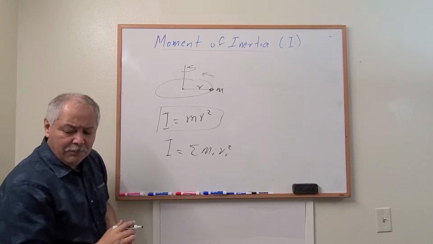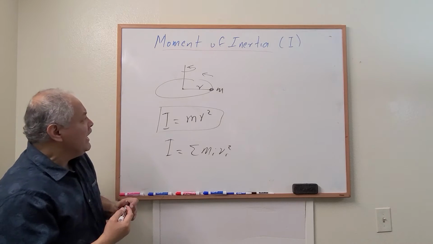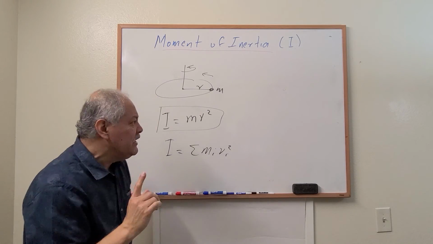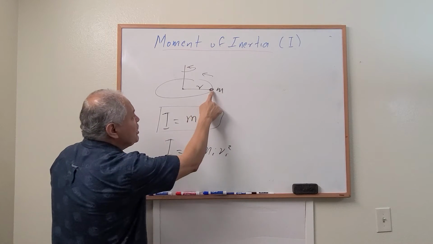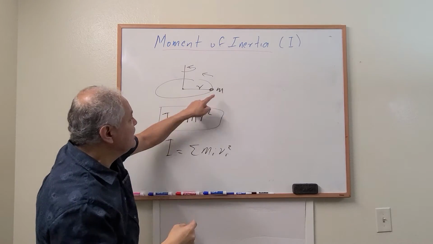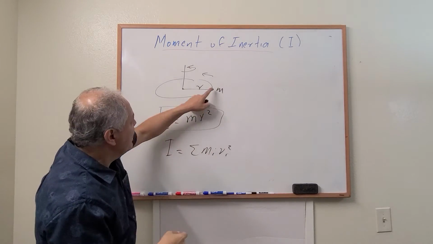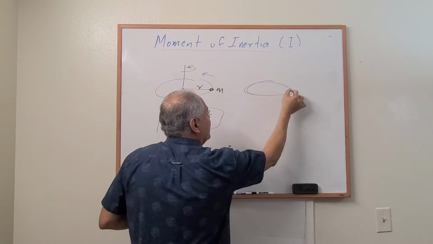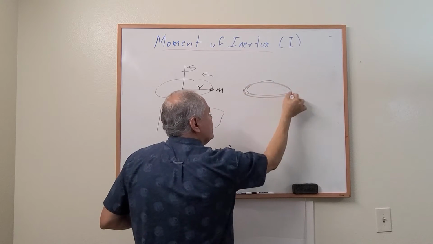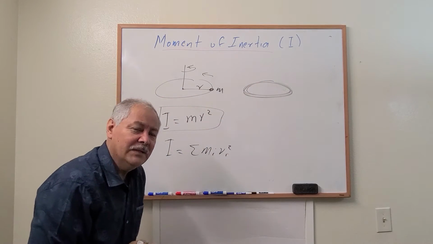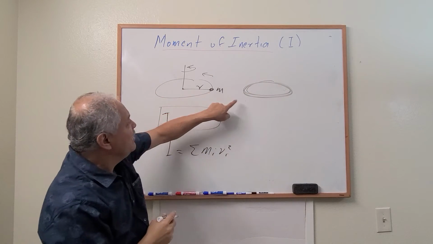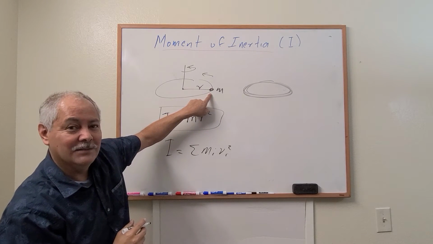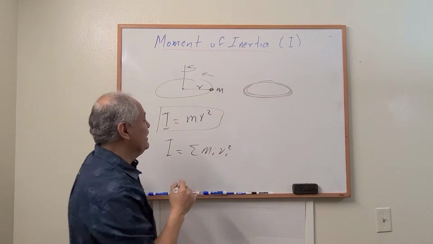Now, what happens if we have a ring? Imagine that this mass is moving very fast. When this mass moves very fast, it creates kind of a ring. We don't see the mass, we see a ring. That means the moment of inertia of the ring must be equal to the moment of inertia of a single mass. Okay, let's do it this way.